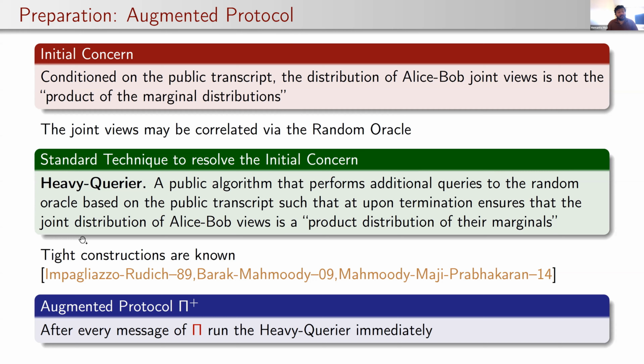So we henceforth will assume that we have a protocol that already employs the heavy query, and we can assume that Alice and Bob views are independent, conditioned on the public transcript. And that is all that we are going to assume. No additional assumptions will be made.